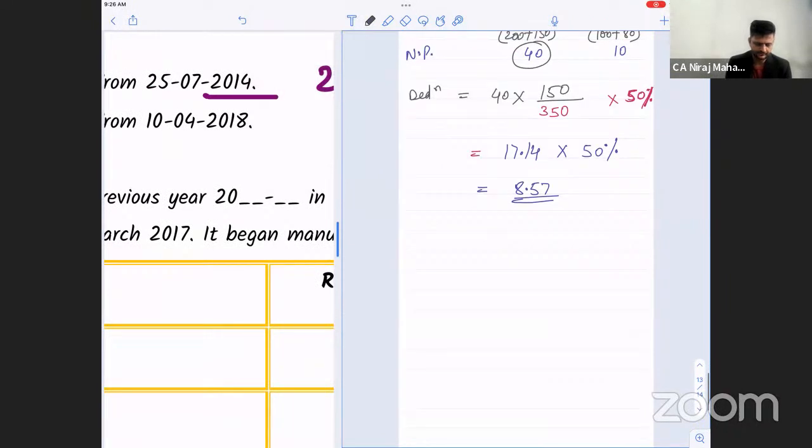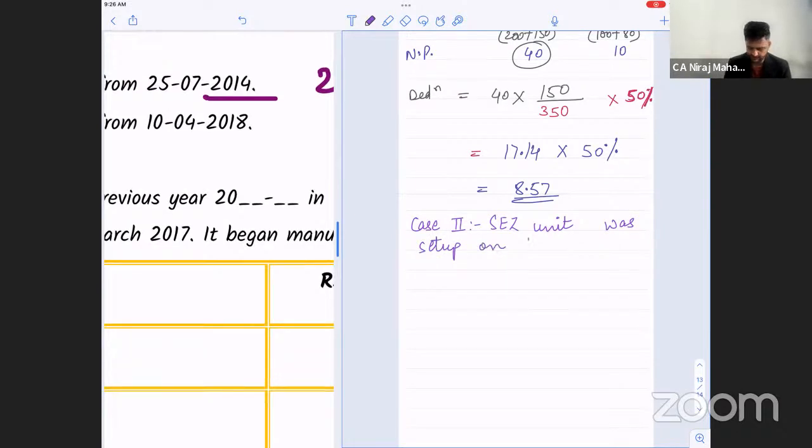And case 2, let's start. Done, Kushbu, till here? SEZ unit was set up when? On 10/4/18. That is which PY, bacho? 18/19. Therefore, our current year 22/23 will be in which one? In the first 5 years.